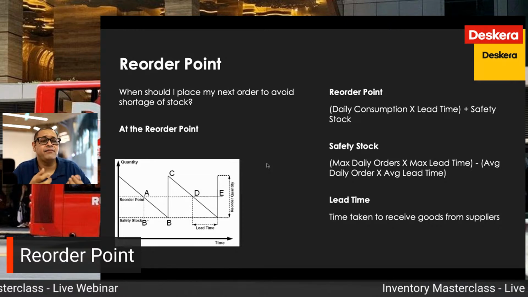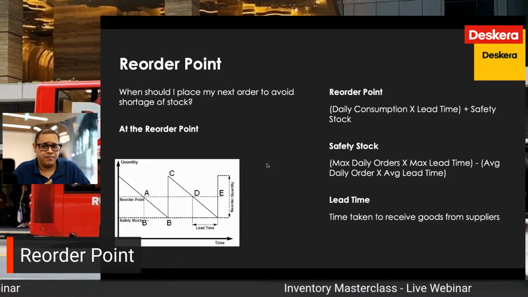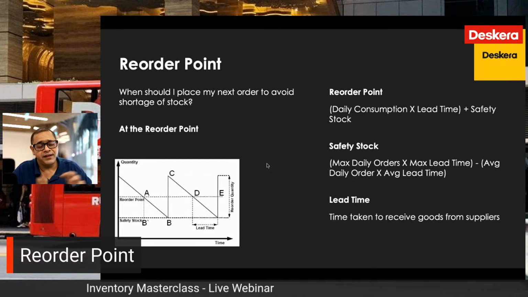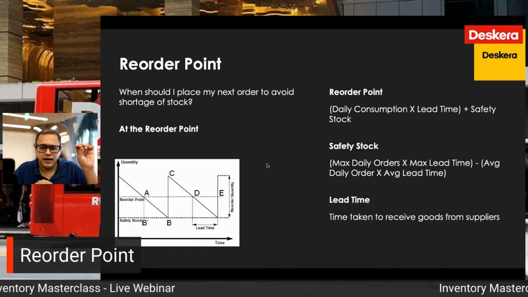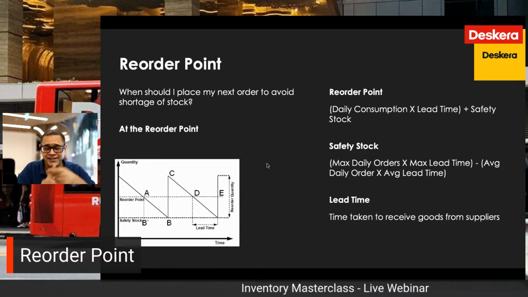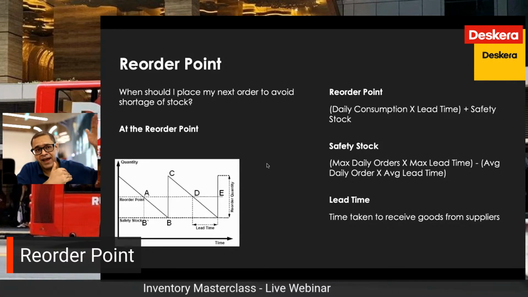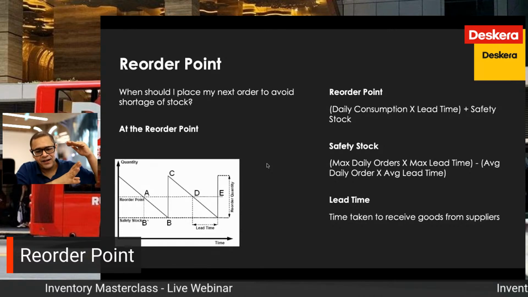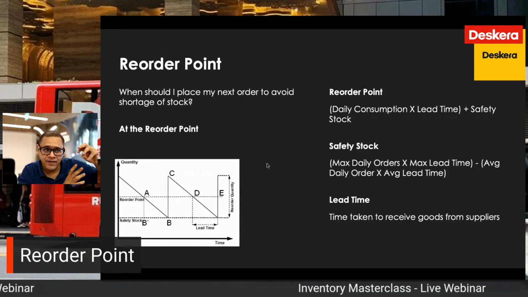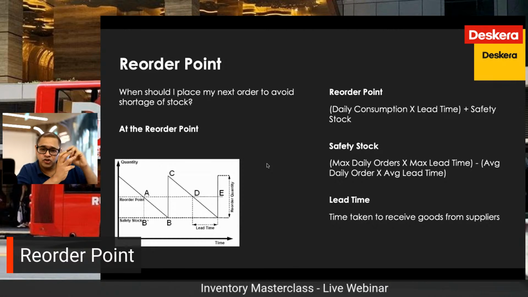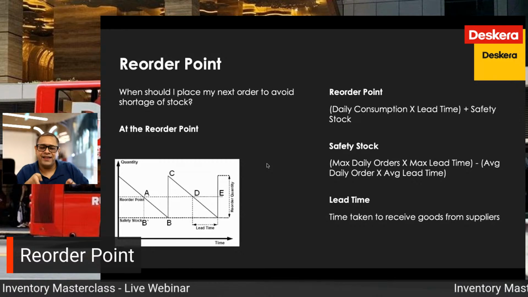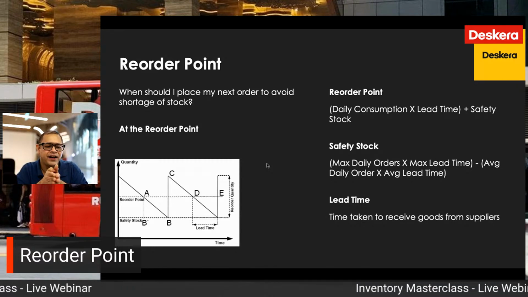Lead time is the time on average taken by your supplier to ship the goods to your warehouse or to your stores, right? And how do you do the calculation for reorder point? You first calculate your safety stock, which is basically the variance between max and average. And then you look at your daily consumption, you multiply that with the lead time, which will tell you the shortfall that you're going to face from the reorder point to the safety stock. And then you add that to get the reorder point.